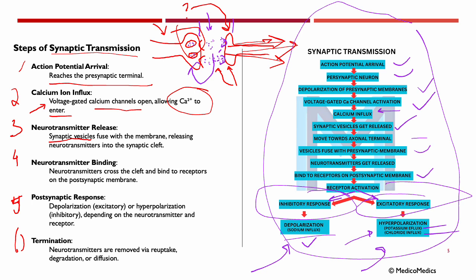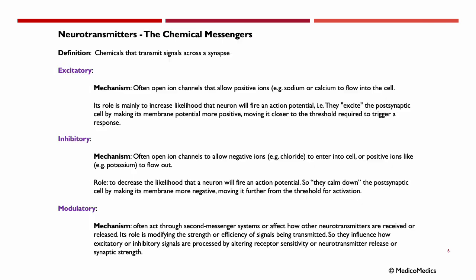Now, what are these neurotransmitters that we've been talking about, and how do they work? Let's dive a bit deeper into these chemical messengers, or neurotransmitters. Now, neurotransmitters are defined as chemicals that transmit signals across a synapse. Now, we mentioned excitatory, inhibitory, or modulatory types.